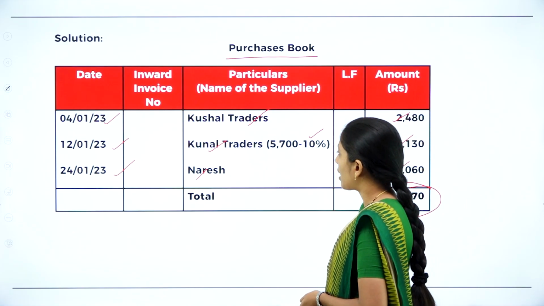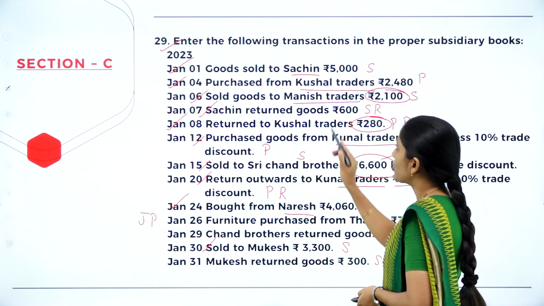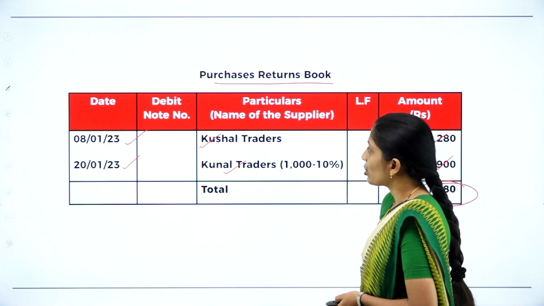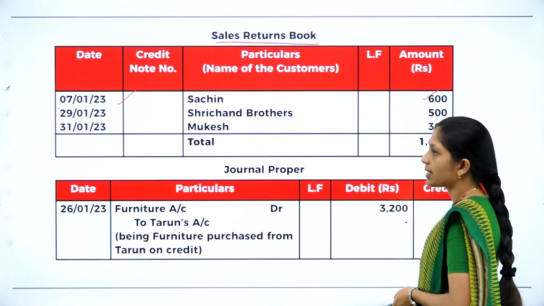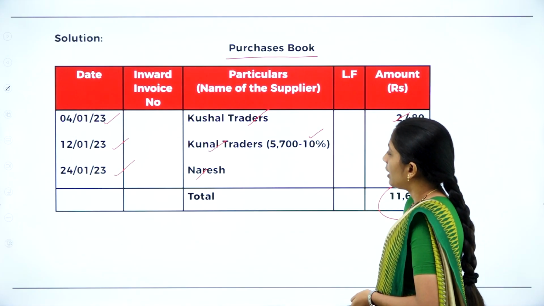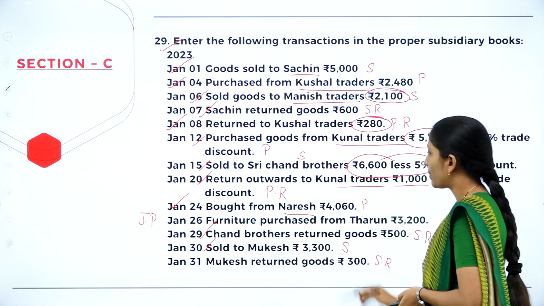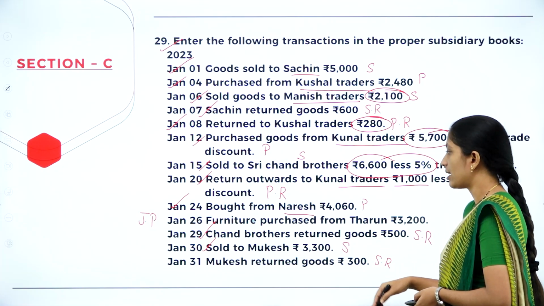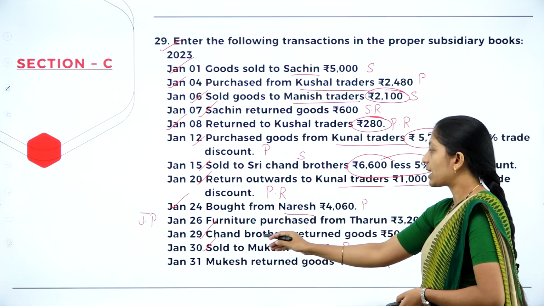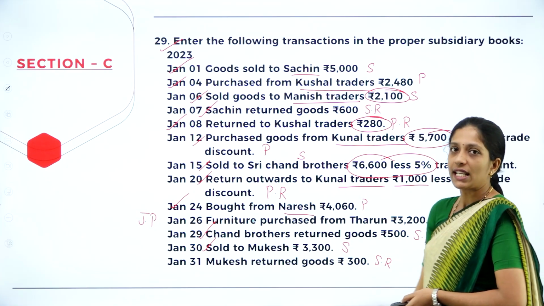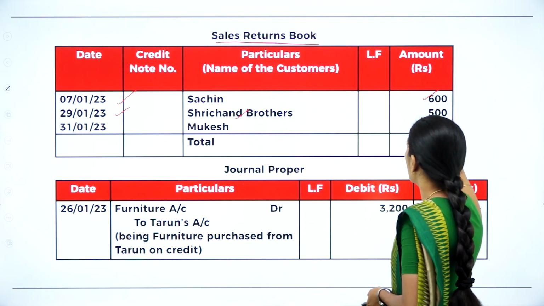Now let us see what are the transactions to be recorded under sales return. Yes, Jan 7th, Sachin returned goods 600. So how do you write? Jan 7th, name of the customer is Sachin and the amount is 600. And the next sales return, we have 29th, Chand Brothers returned goods to us, which means that it is sales return. So you'll write the date, name of the customer is Chand Brothers and the amount is 500 rupees. So 29th, Sri Chand Brothers and the amount is 500.